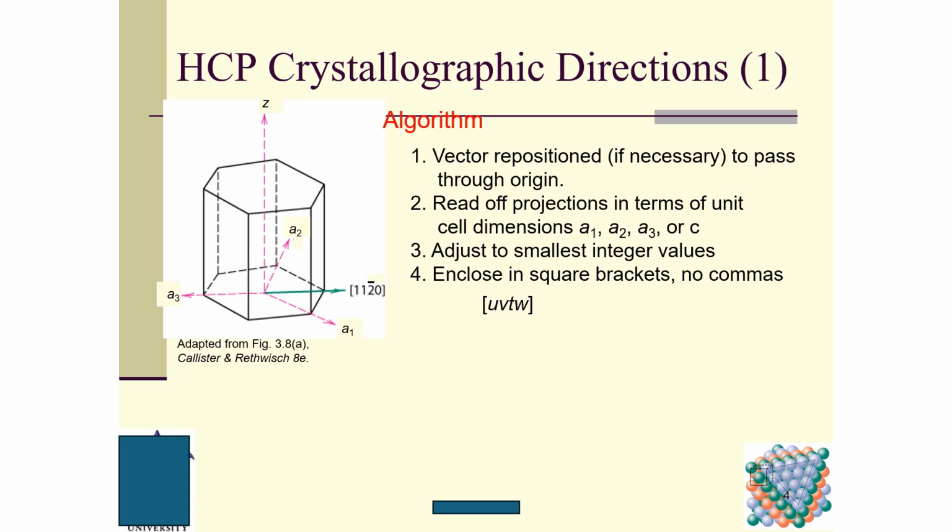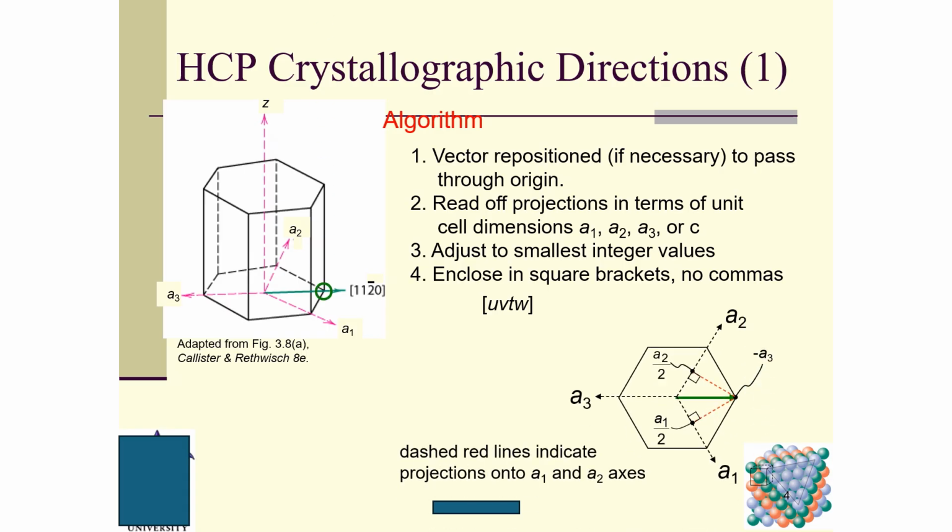And we get the projections in terms of unit cell directions, a1, a2, a3, that is a1 along a2 and a3, and this is c. And these are adjusted to smallest integer values, and then enclosed in square brackets and no commas. Be careful, and this is a square bracket.